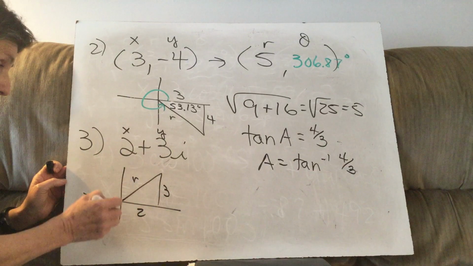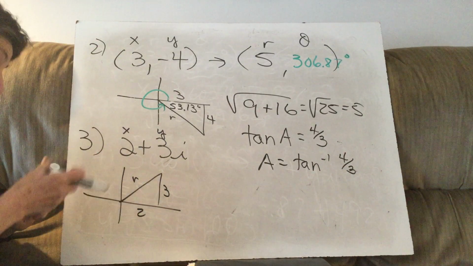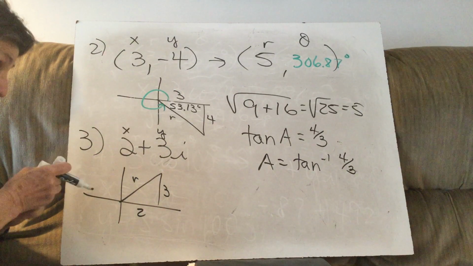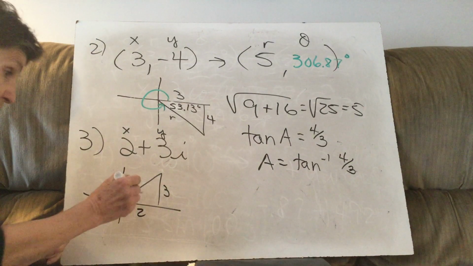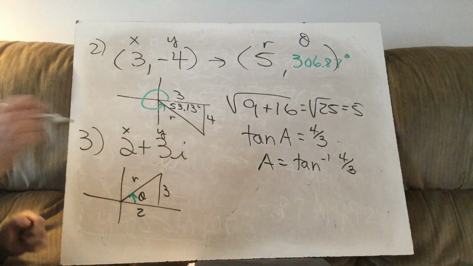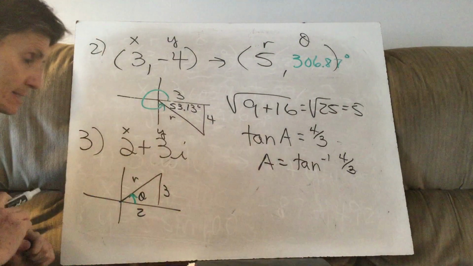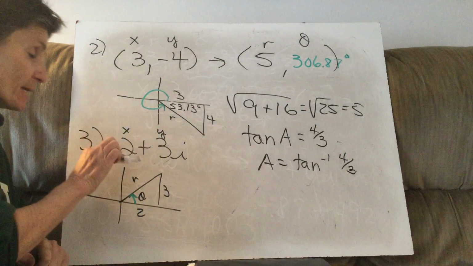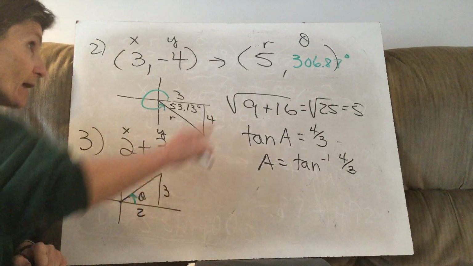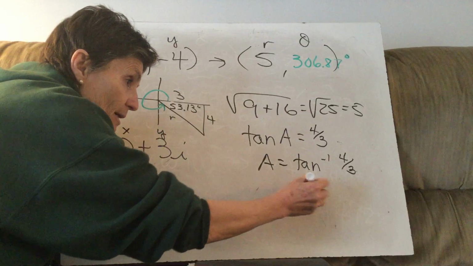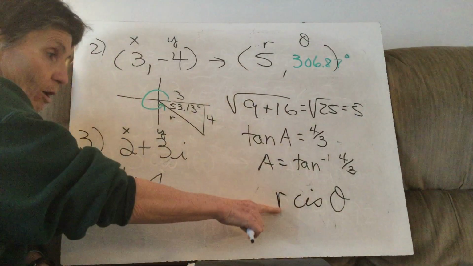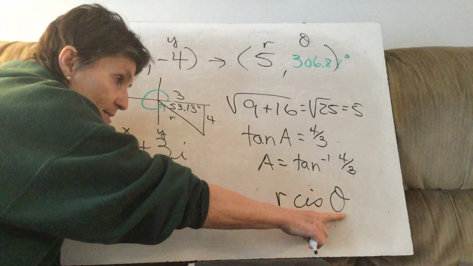We're going to find our r, and this time our theta is right here in the triangle. This is an easy one. We're going to do it exactly the way we did it before. Exactly the same, except because this has an i in it, we're not going to write an ordered pair. We're going to write our answer like this: r cis theta.